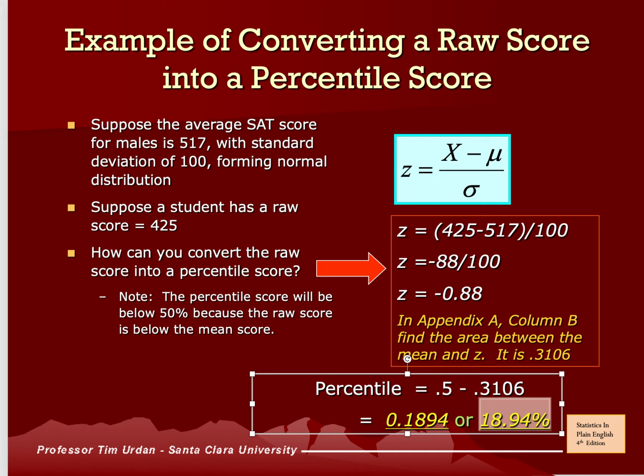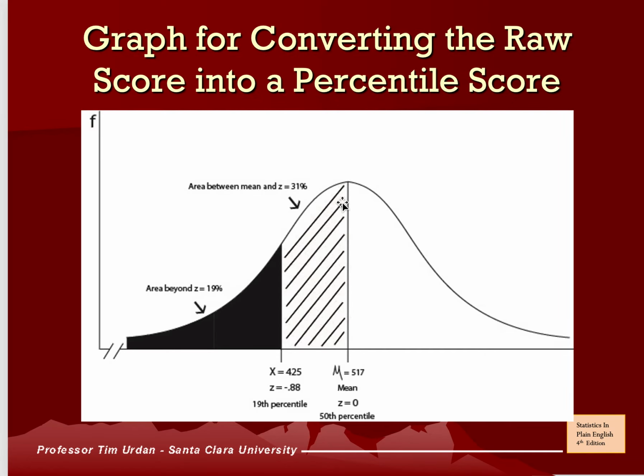So that process can be a little bit trickier because you're going to have to use your appendix, and then you really have to remember that to find the percentile, you have to subtract the probability from 0.5. And that would be the visual of what we just described.